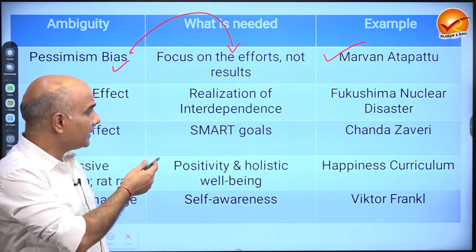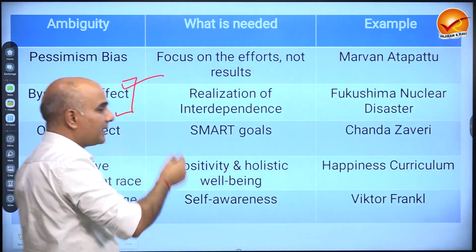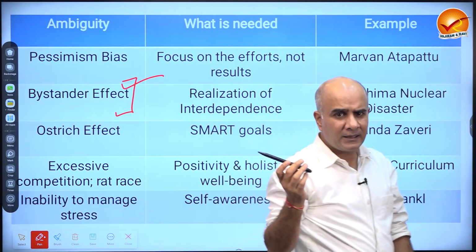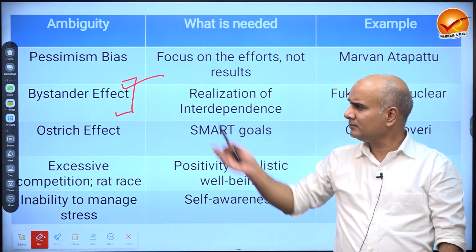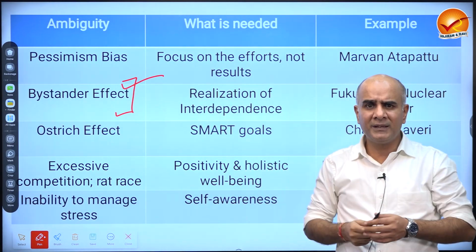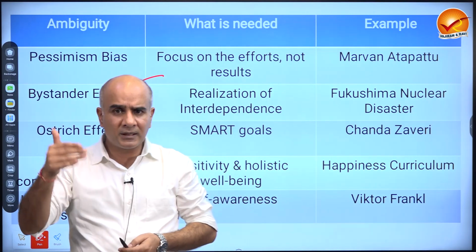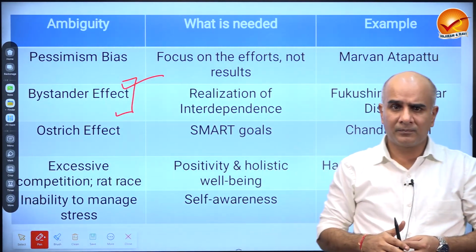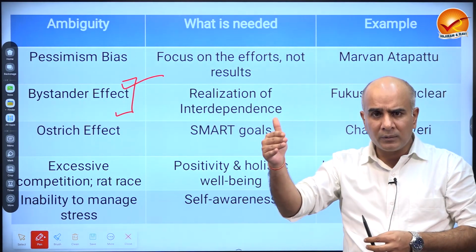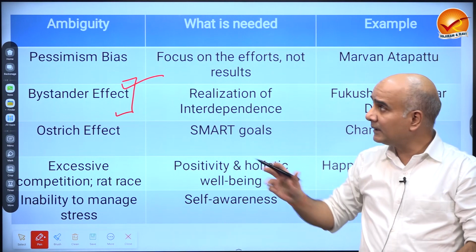Similarly, number 2, another problem that people face, another ambiguity that many people have is the bystander effect. These I will not explain in detail because we've already covered them in earlier videos. What is the bystander effect very briefly? That very often my behavior, my reaction to a particular situation is determined by the responses of others around me. If most people around me are responding to it in a certain manner, high probability I will also do the same. And here, what is the remedy?